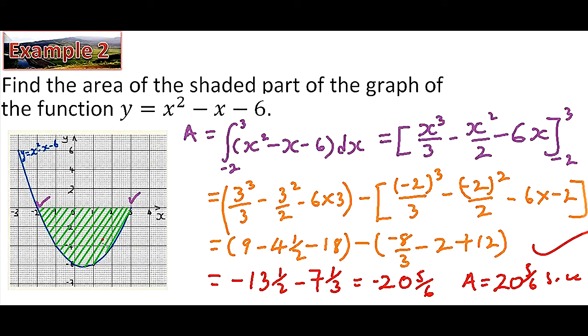So whenever the area that we're looking for is under the x-axis or the negative side of the y-axis, you always find that the area will be negative, so ignore the negative sign to get the actual area.